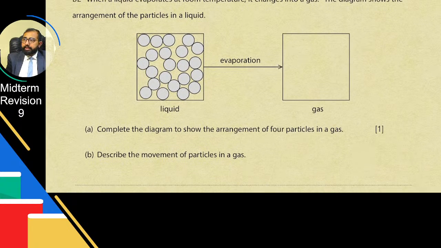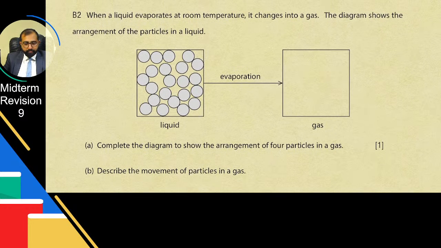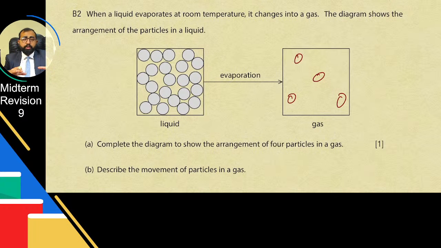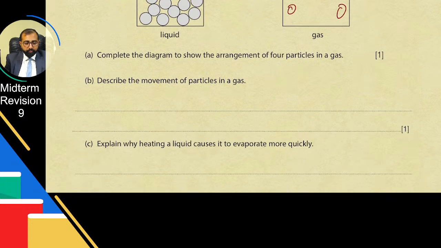Okay, when liquid evaporates at room temperature, it changes into a gas. Okay, the diagram shows the arrangement of the particles in a liquid. Okay, so हमें इसको draw करना है. This is, I guess, from IGCSE. So बस आपने randomly इनको place कर देना. Make sure there is no order. Don't put them all in the corners. Just make sure there is no order. Okay. So I will in fact move this to a side just to show कि कोई order नहीं है.